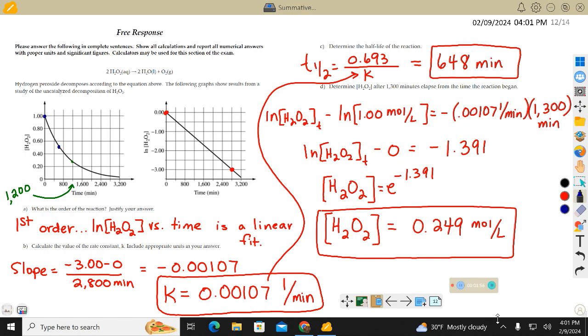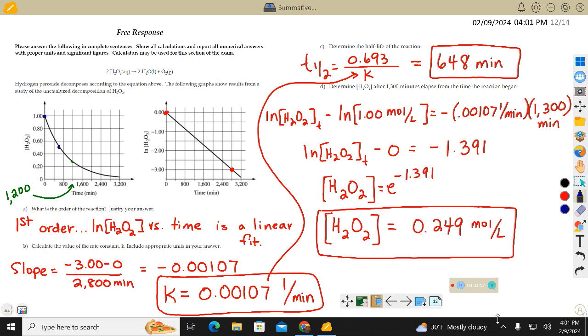And so if the initial concentration was 1, the time it takes to go down by half in the blue dots, the time it takes to go down to, what, 0.5? Yeah, that's probably somewhere around 600 and some minutes. That seems reasonable.